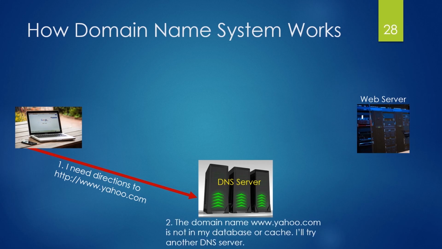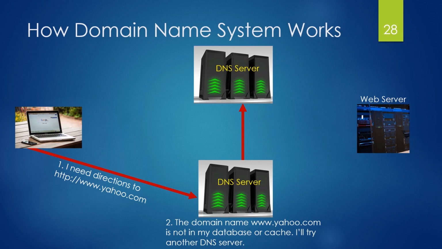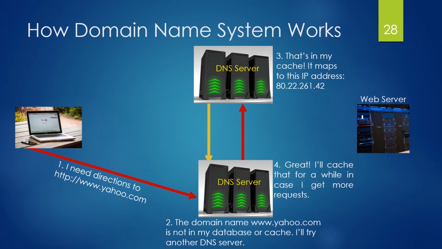The domain name www.yahoo.com is not in my database or cache. I'll try another DNS server, so it will try to look for it in another DNS server. So the request goes to the other DNS server and it will try to look for it in its database or cache. In the other DNS server, the address is in its cache, so it maps to the IP address 80.22.261.42. Then what will happen? It will return the request to the DNS server which sent the request first.